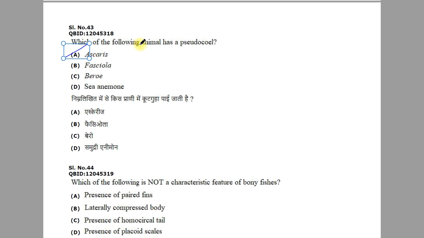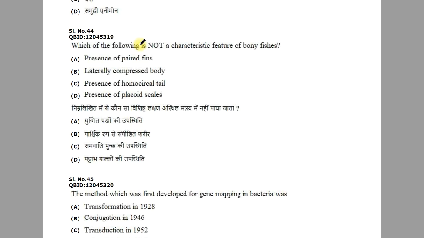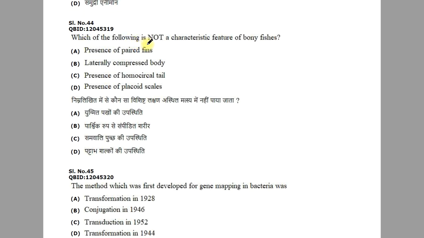Now next question, question number 44, again from the zoology part. Which of the following is not a characteristic feature of bony fishes? A. Presence of paired fins, B. Laterally compressed body, C. Presence of homocercal tail, D. Presence of placoid scales. The bony fishes have the ctenoid scales. These bony fishes are also called Osteichthyes. They have the bony skeleton, they have the cycloid and the ctenoid scales. So here the option D is the answer, since they don't have the placoid scales.